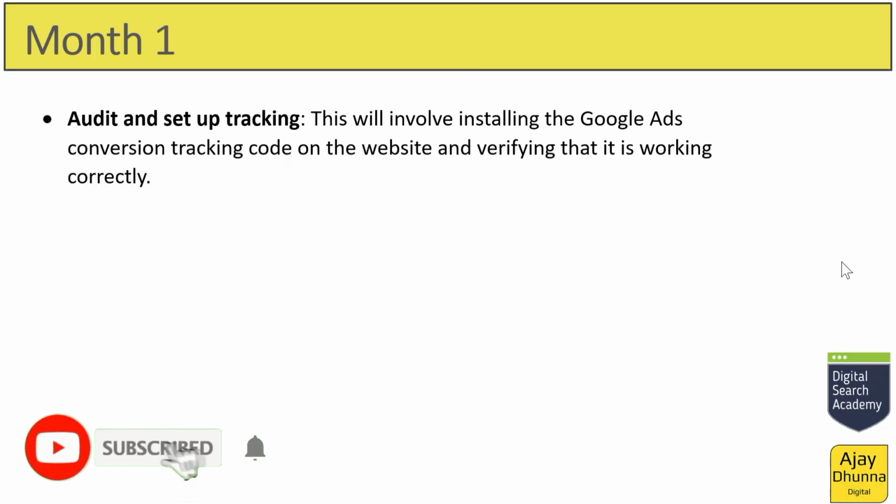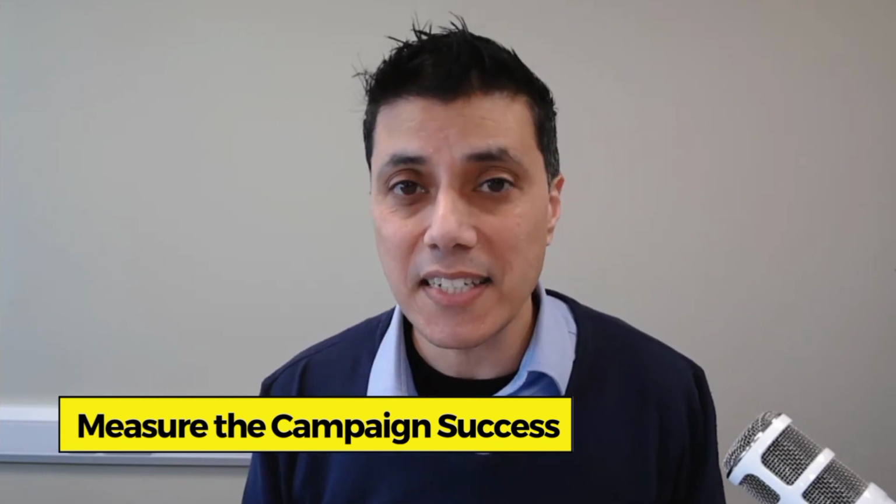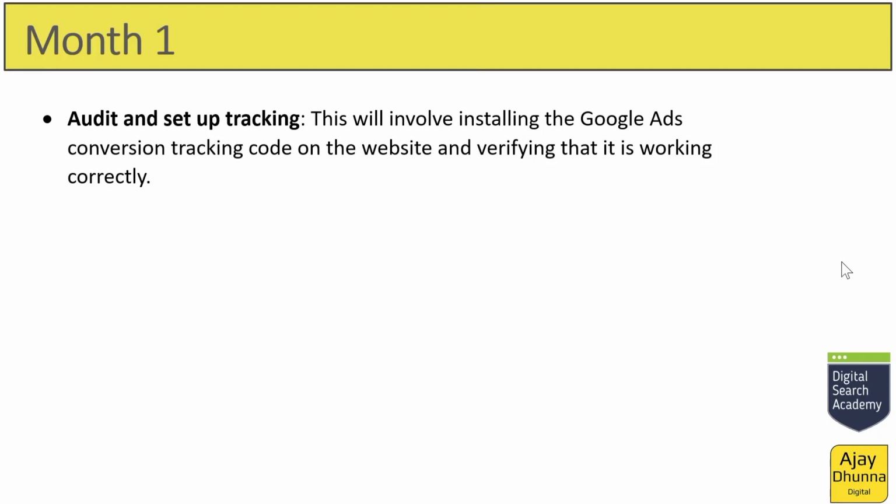So moving on, in month 1, we audit the account, and then we set up the tracking. What that involves is installing the Google Ads conversion tracking code onto the website and verifying that it's working correctly. And remember, by installing the Google Ads tracking code, we can then measure the campaign success very carefully and see what's working, what's not working, as well as producing meaningful reports.